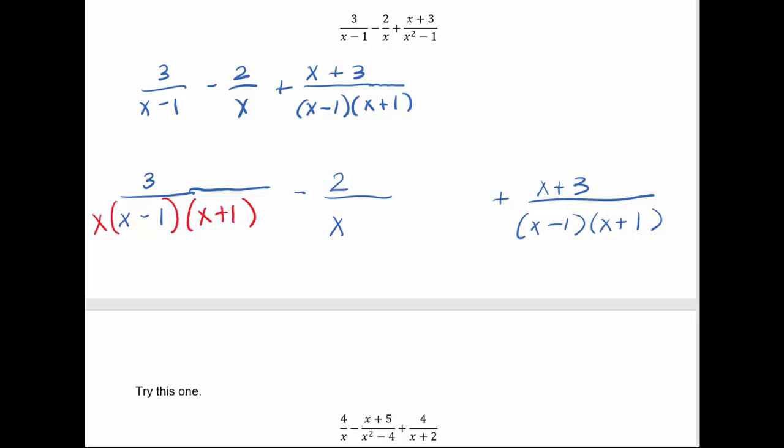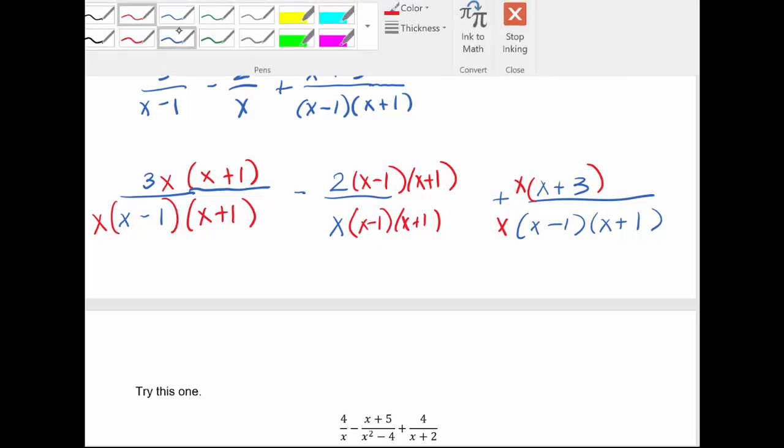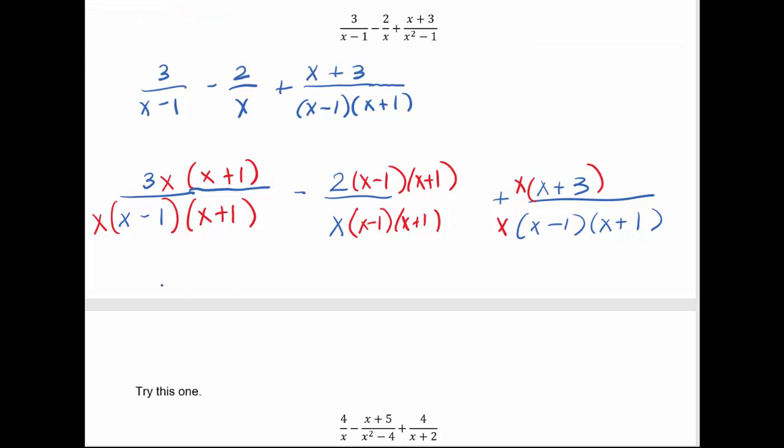So if you do anything to the denominator, you've got to do it to the numerator. So here I've got to do x minus 1 and x plus 1. And here I just need to multiply by x. Now, let's multiply. Let's factor all of this all the way through. Your denominator, x times x minus 1 times x plus 1.